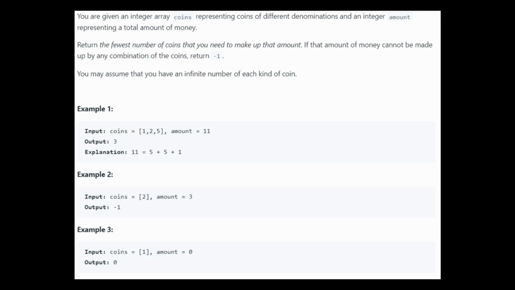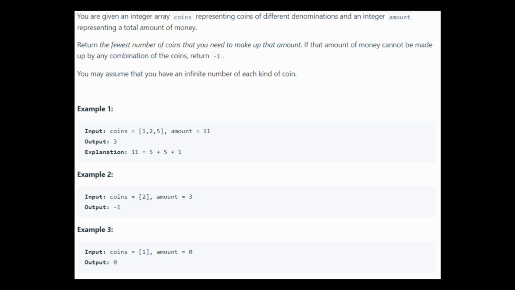It says you're given an integer array coins representing coins of different denominations and an integer amount representing a total amount of money. That means we'll be given an array which contains different coins of certain values, and we will be given another amount. Maybe you can call it a target amount, and what we will have to do is return the fewest number of coins that you need to make up the amount.